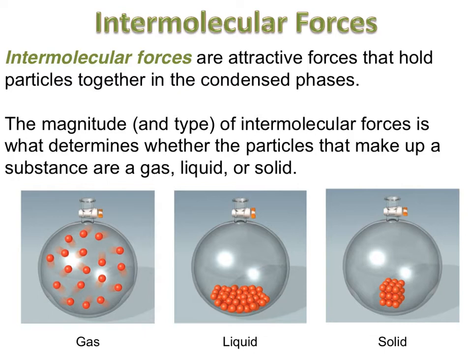The magnitude and type of the intermolecular forces is basically what determines whether or not a substance will be a gas, a liquid, or a solid. For example, nonpolar molecules tend to be gases. Occasionally they are liquids, and rarely they are solids. Highly polar molecules may either be liquids or solids.